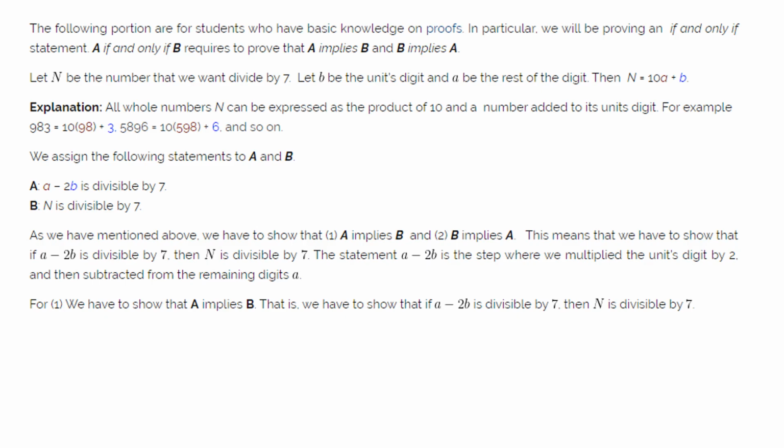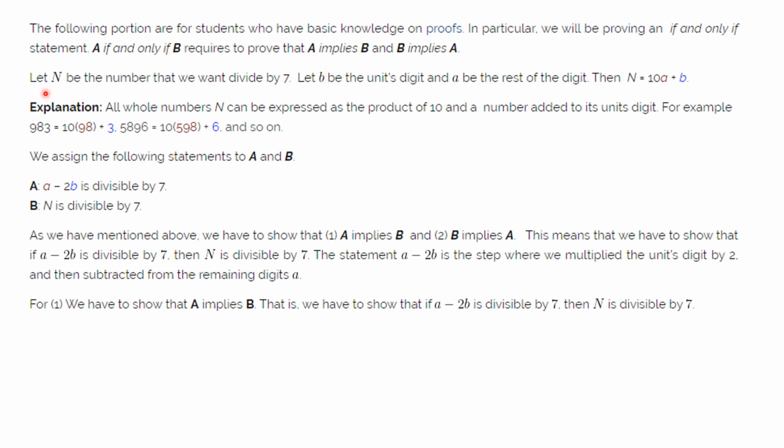Okay, so let's turn to the problem at hand. The following problem is for students who have a basic knowledge of proofs. You already have that from what I covered before. In particular, we were proving an if and only if statement. A if and only if B requires us to prove that A implies B and B implies A.